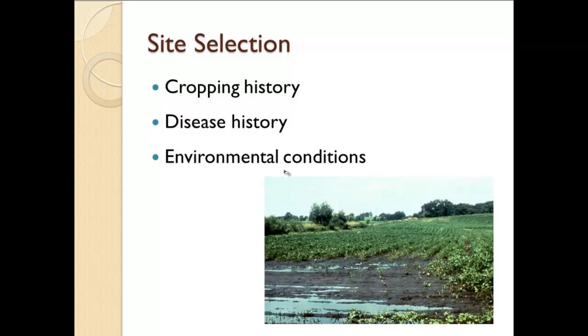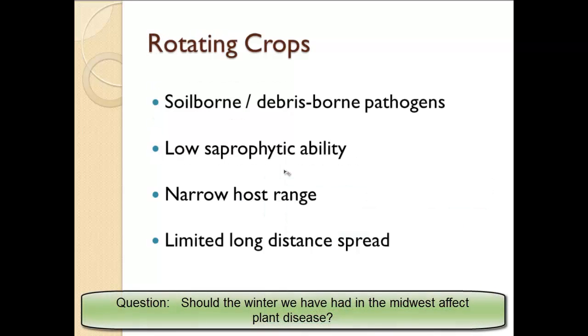And we want to be aware of the environmental conditions. So if we've had a very wet spring and we know that we have low areas of the field that have a very high moisture content, then we want to be aware that we don't want to plant things in that particular location that are susceptible to things like Phytophthora root rot or Pythium root rot. So paying attention to environmental conditions, that sort of gets to the disease triangle part where we're looking at the effect of environment on disease development.